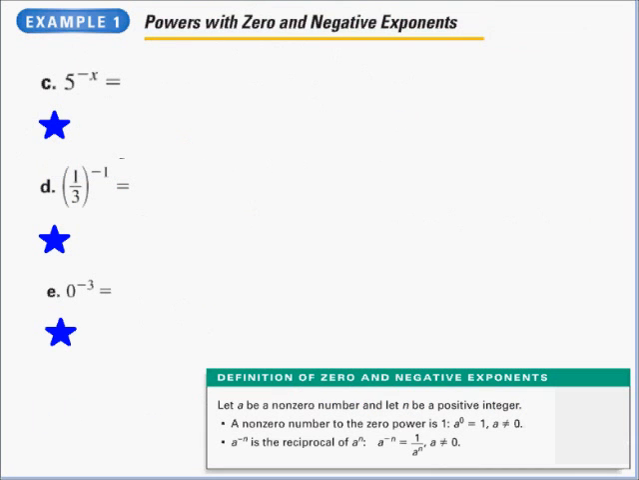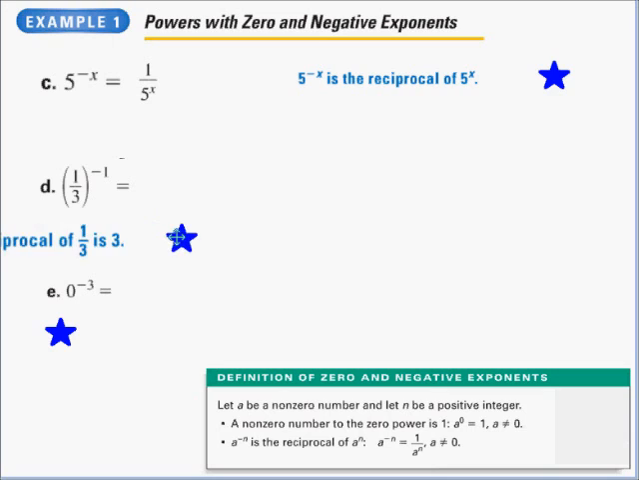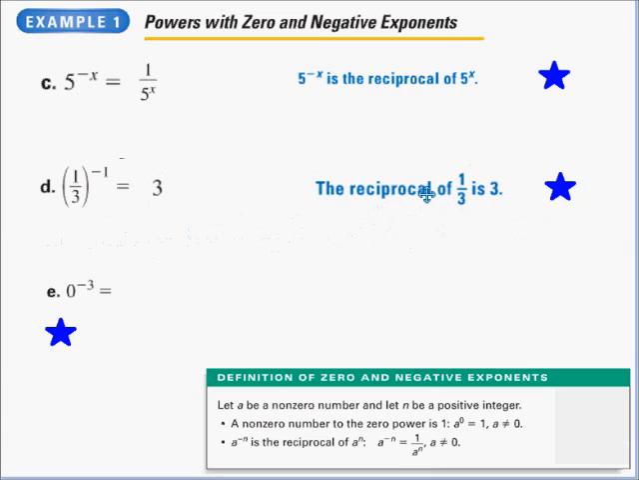In our next example, we have 5 to the negative x. So the exponent is negative. So again, that means it is the reciprocal of 5 to the x power, which we could write as 1 over 5 to the x power. In letter D, we have 1/3, but that's going to be raised to the negative 1 power. And again, if we raise to a negative, the reciprocal of 1/3 is 3. So our answer would be 3.